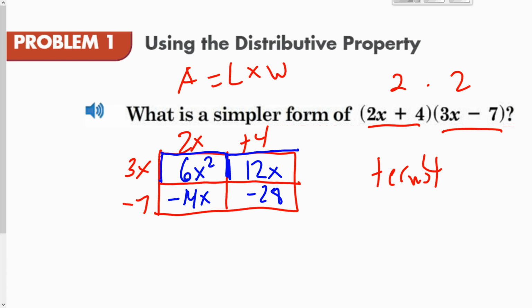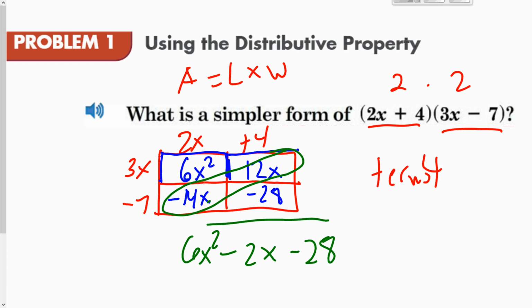And then these two we can combine, right? Because they both have x's. So minus 14, I owe $14. I pay back 12. I still owe $2. And then 6x squared, and then minus 28. So that is using the distributive property.